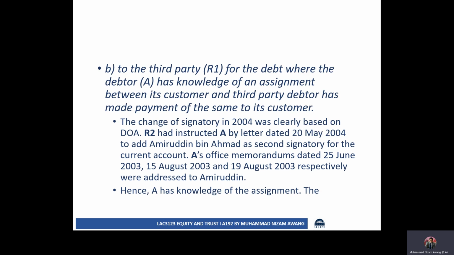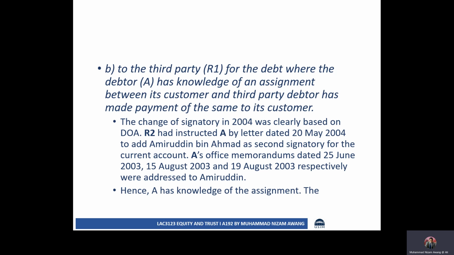The second issue is whether the debtor could be held liable to the third party, which is the first respondent in this case, for the debt, when the debtor has knowledge of the assignment between its customer and the third-party debtor. Its customer is the second respondent, and the third-party debtor is the first respondent. The payment was made to Muhammad Hamidi instead of Amiruddin because the bank could not make the payment to Amiruddin; his name had been removed.